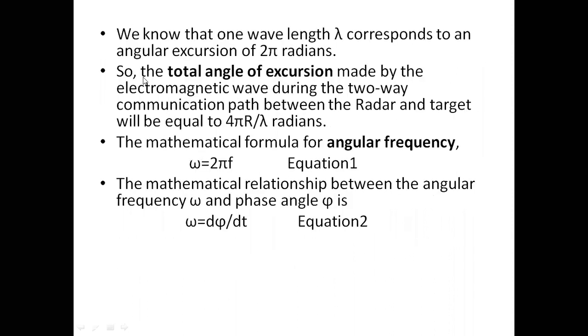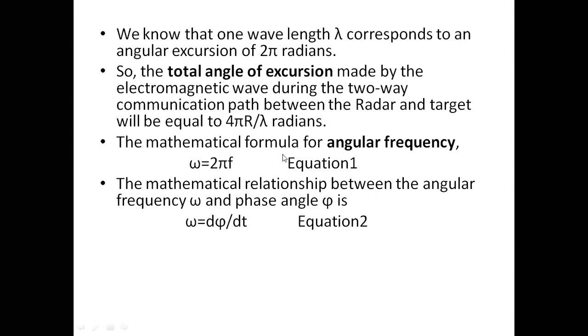Next, this is the angle of excursion. This is the angle made by the electromagnetic wave during the two-way communication path, that is between the radar and the target. Between the radar and the target, the angle is represented as 4 pi R by lambda. The total angle of excursion is 4 pi R by lambda. So these are the terms which we have in two-way communication.